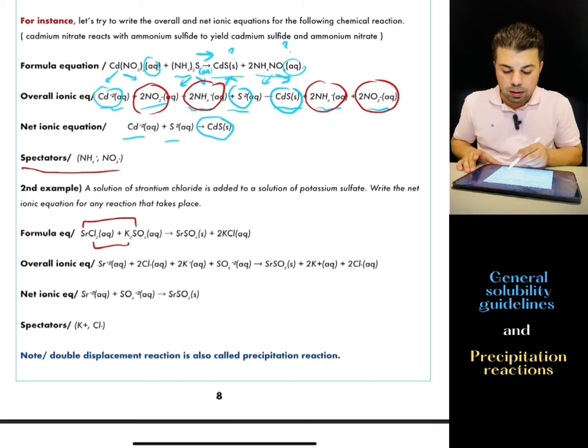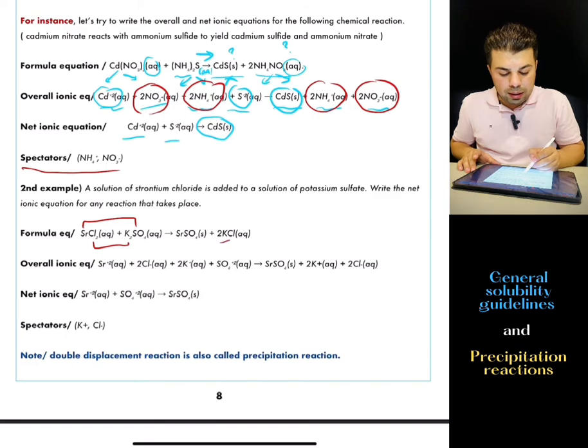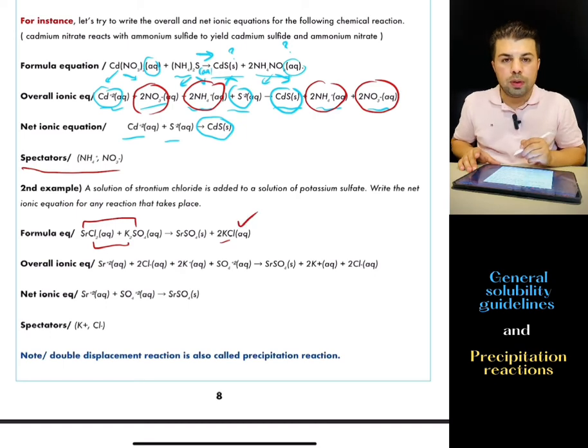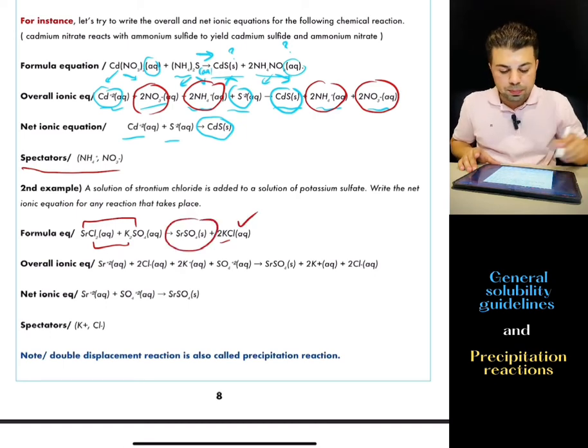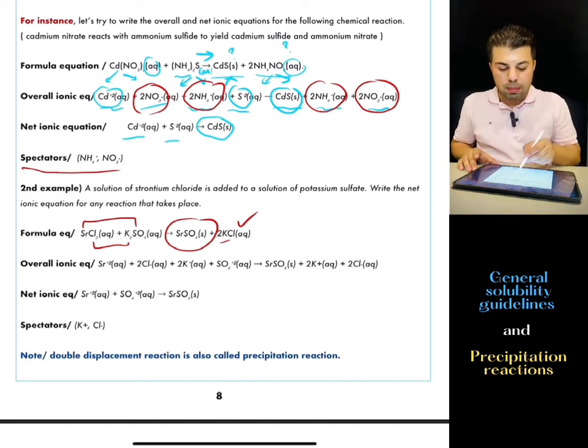According to rule number 1, all compounds of potassium, ammonium, sodium are soluble, so it is soluble and does not precipitate. How about this? Most compounds of sulfate are soluble in water except those of strontium, calcium, barium, lead and mercury. So strontium is one of the exceptions.